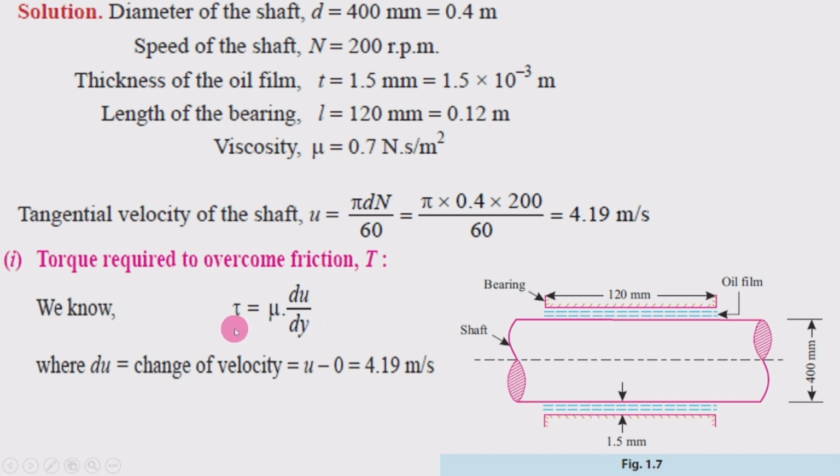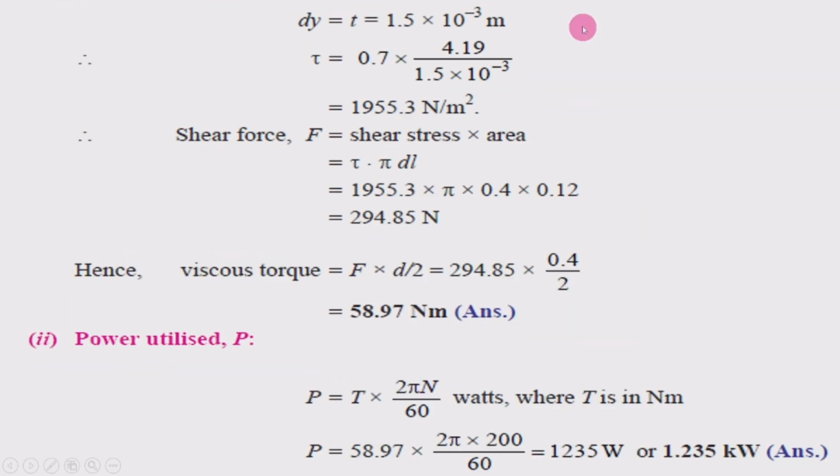Tau is the shear stress, mu is the viscosity or dynamic viscosity, du is the change in velocity, dy is the thickness. And where du is the change of velocity, u minus 0, 4.19 meter per second. The u is the velocity, initial velocity. If you take 0, it will give this velocity. Moving to next, dy is the thickness of the oil, t equal to 1.5 into 10 raised to minus 3 meter, it is given.